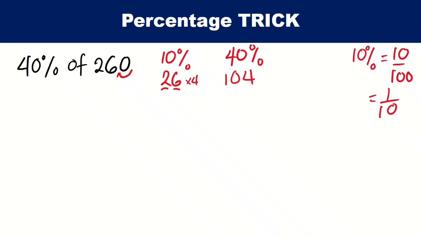Now if you can't do this mentally, then you can multiply it using paper like this. So 4 times 6 is 24. Carry the 2 here. 4 times 2 is 8 plus 2 is 10. So therefore, 40% of 260 is 104. Next, suppose we want to find the 30% of 18.